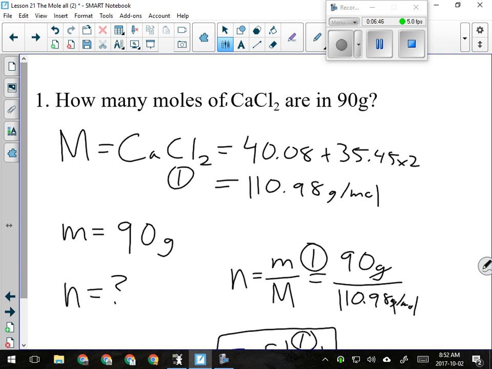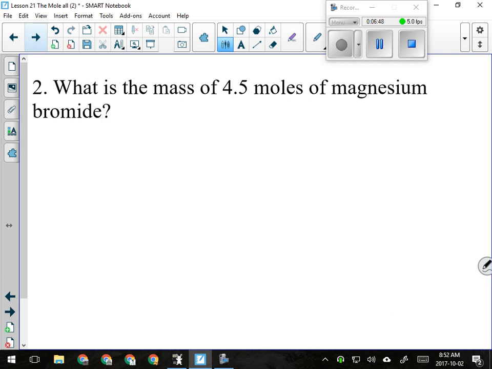All right, let's move on to the second one here. What's the mass of 4.5 moles of magnesium bromide? So this one is asking me to find mass, which is little m. Looking for little m.